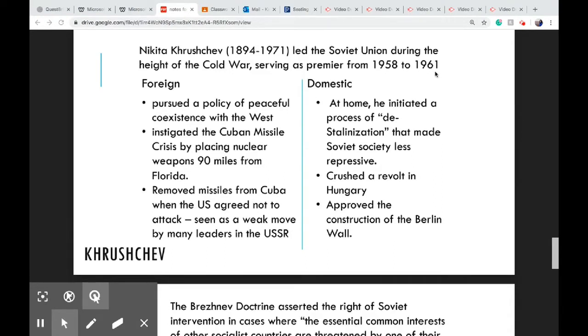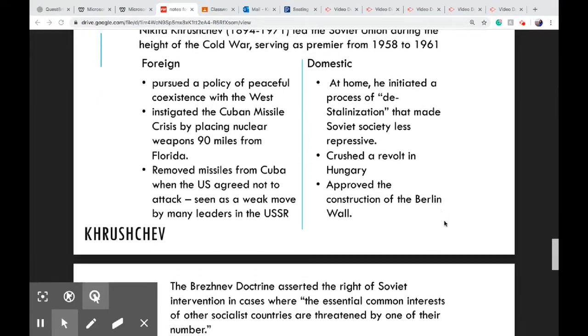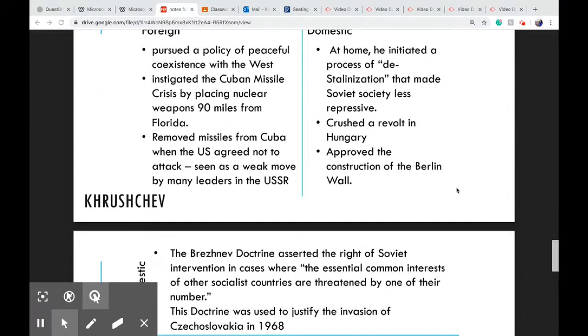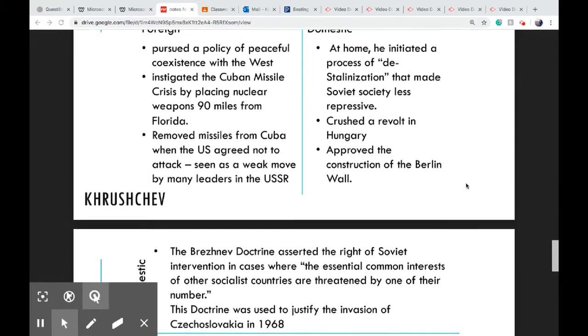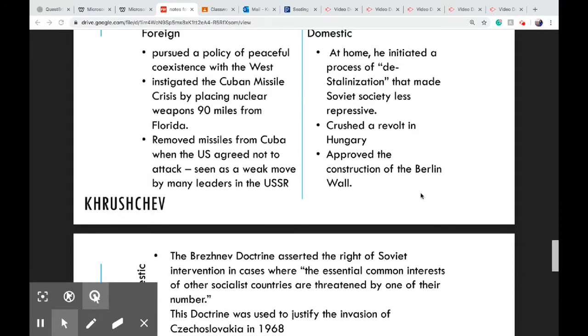Domestically, he again pursued de-Stalinization, crushed a revolt in Hungary to try to set an example for the rest of the Soviet bloc, trying to separate Stalin's communism from the form of communism that was now being practiced throughout the Soviet Union and its bloc, hiding from the world the problems that existed there, and approved the construction of the Berlin Wall, which became the symbol of the Cold War.